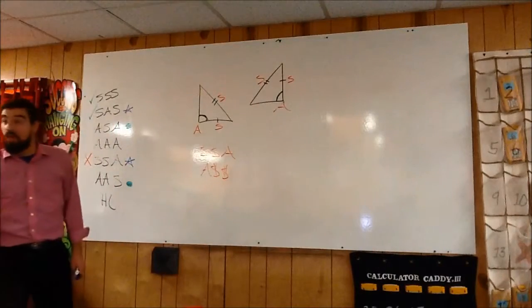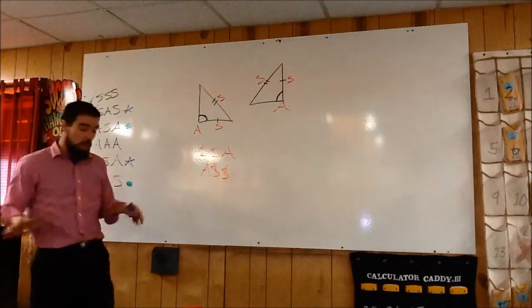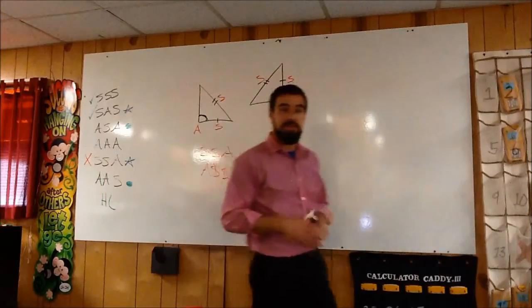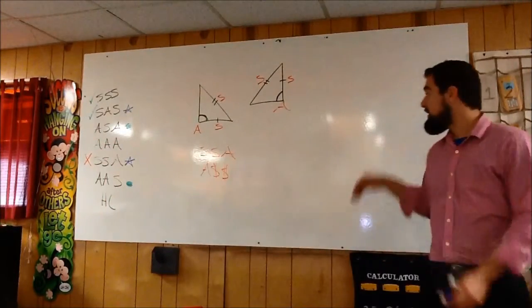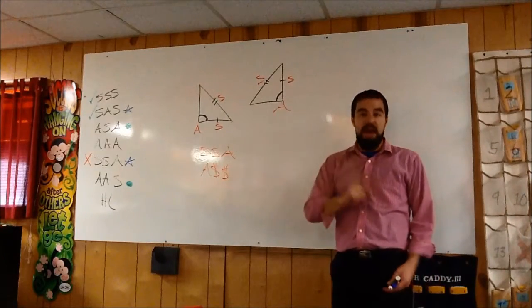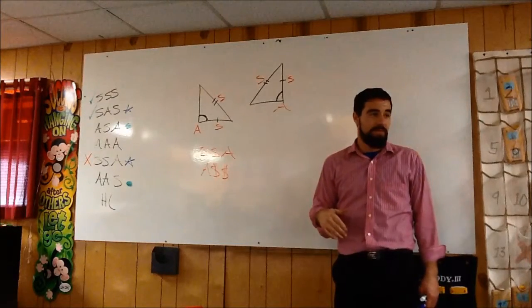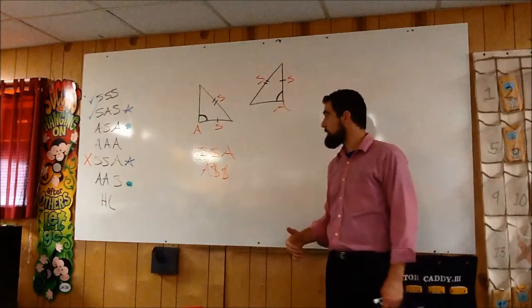So side-side-angle or angle-side-side does not work. No bad words in Mr. Newman's class. When you have two sides and a non-included angle, it is not enough information to prove triangles are congruent. This does not work.